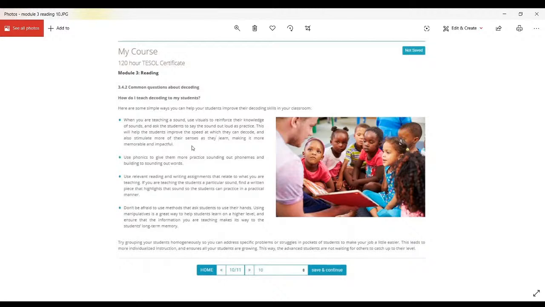Yes, out loud dapat. Kasi mapapractice din yung auditory nila. This will help the students improve the speed at which they can decode and also stimulate more of their senses as they learn, making it more memorable and impactful. Use phonics to give them more practice sounding out phonemes and building to sounding out words. Use relevant reading and writing assignments that relate to what you are teaching.